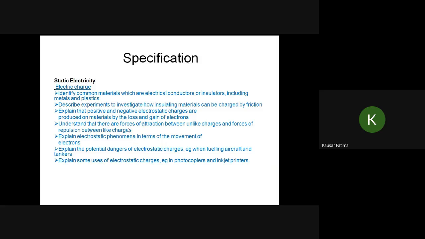Okay, the transfer of electrons causes things to become negatively charged, and loss of electrons causes things to become positively charged. The type of forces between two charged bodies, and electrostatic phenomena in terms of movement of electrons, potential dangers of these electrostatic charges we have to discuss, and then the uses of static electricity.